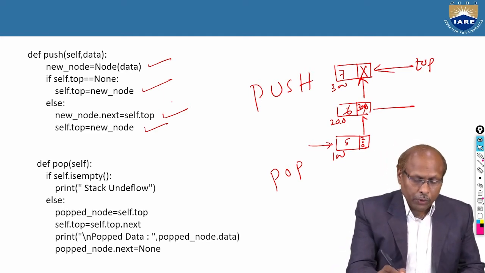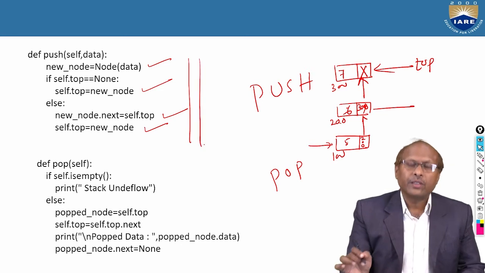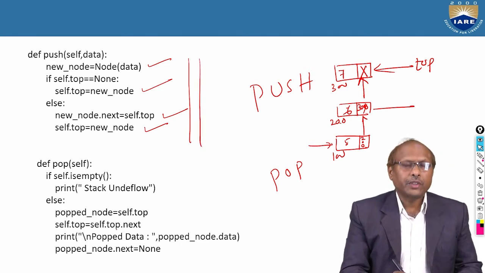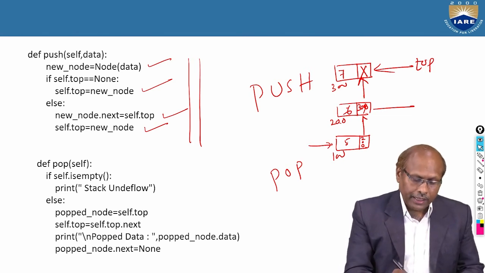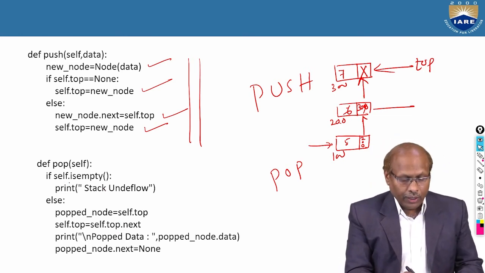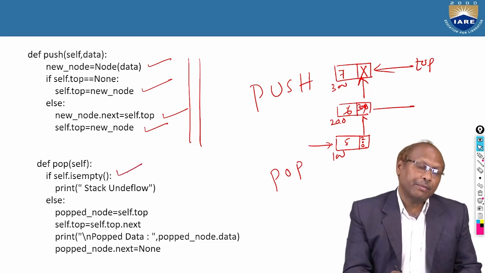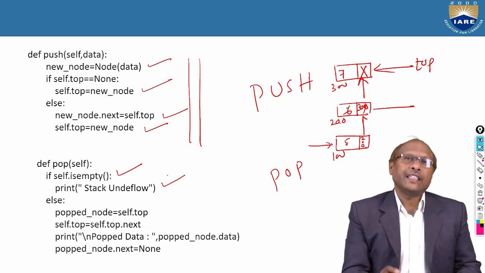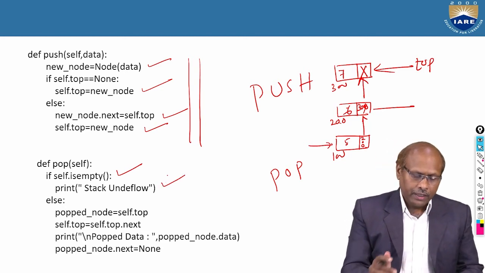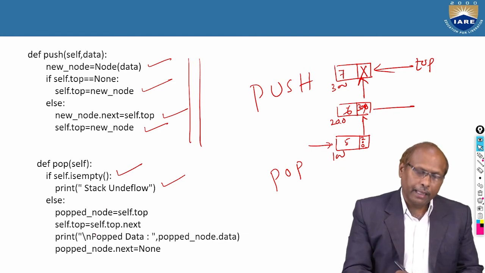So here in the push method, every time I am updating my top. So when I say pop, pop means what? You have to remove. So while removing, you have to check whether it is empty or not. Already you have written a method called is empty. Now I am calling this method. It will check whether top is none or not. If top is none, it will say underflow. There is nothing there, you cannot remove. Otherwise, if it is not empty, it comes to the else part.